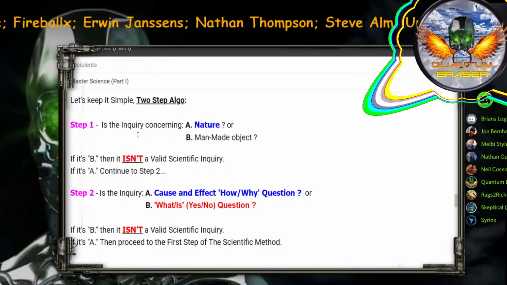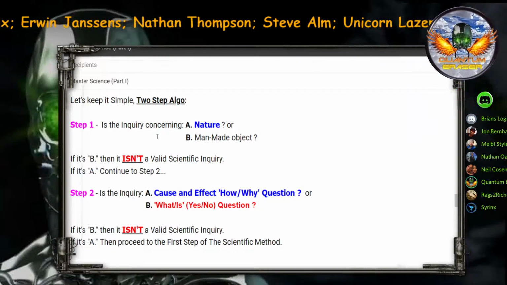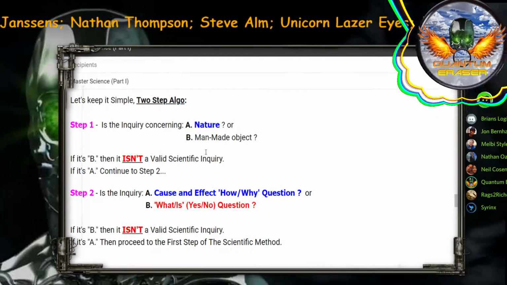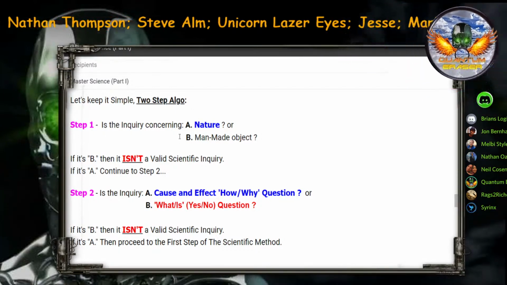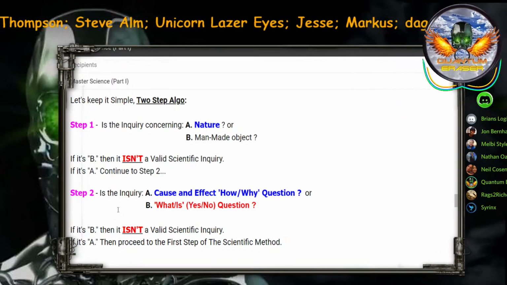Step one, and we already went over this, the step one part. Is the inquiry concerning nature or a man-made object? Obviously, if it's B, then it isn't a valid scientific inquiry. It can't even enter the method. We already went over this part. We're going to go over this part now. If it's A, continue to step two.